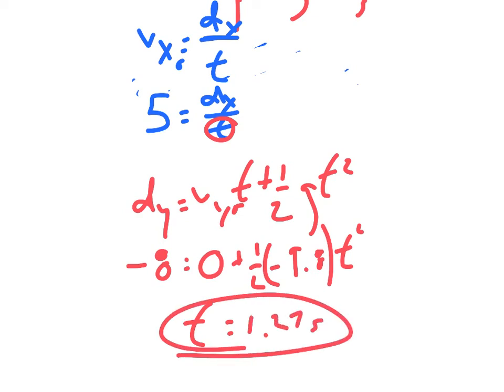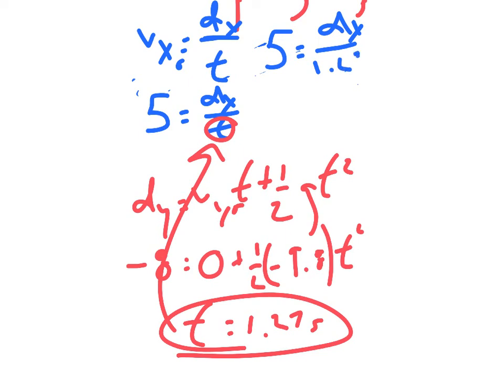We can take this time, plug it back into this equation to get our final answer, our distance. So I'd come back up here and say 5 equals dx over 1.27, and dx is going to equal 6 meters, roughly.